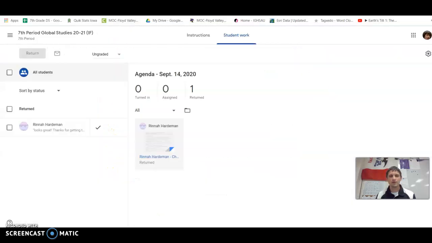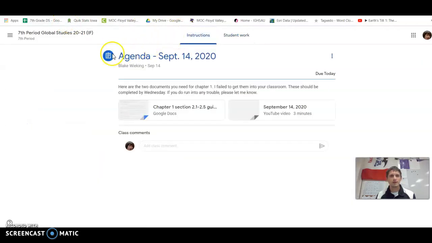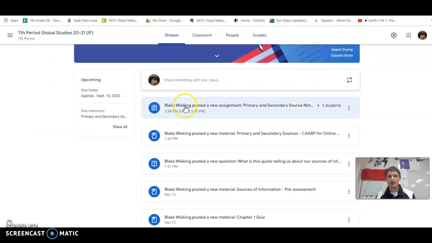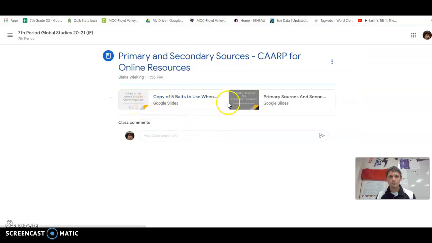To help you fill in the blanks, there should be... Sorry, I was looking at your other assignment. There should be this material in class: the primary and secondary source slideshow, and then the CARP model, which stands for currency, authority, accuracy, relevance, and purpose. So both of those slideshows are available to you, and most of the words that you need to fill in are going to be bold and underlined. So you may use both of these slideshows to help you fill in your notes for those two topics.